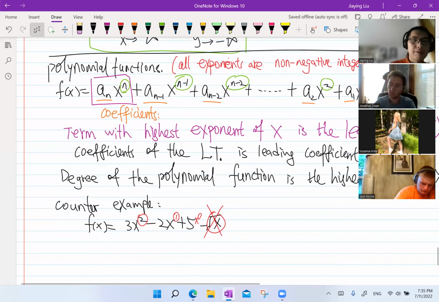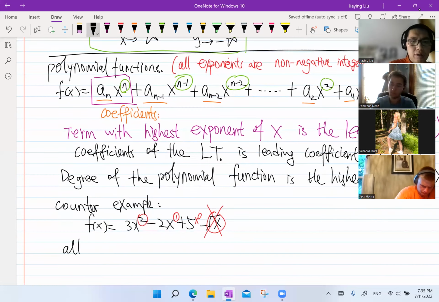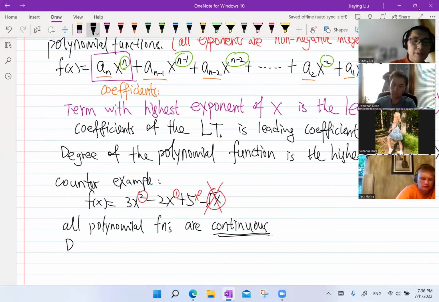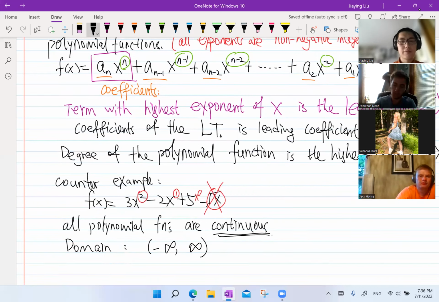So the next thing I wanted to quickly mention about polynomial functions: all polynomial functions are continuous, which means it's just a nice smooth curve. There are no jumps, there are no missing parts. It's continuous everywhere. And the domain of all polynomial functions is going to be from negative infinity to positive infinity. There's no x value we cannot put into a polynomial function, so it covers all real numbers. Now the range will depend on the actual shape of the polynomial function. It could have a minimum, it could have a maximum, depends. So the range, I'm not going to write it down.